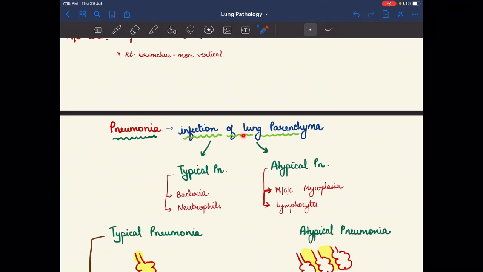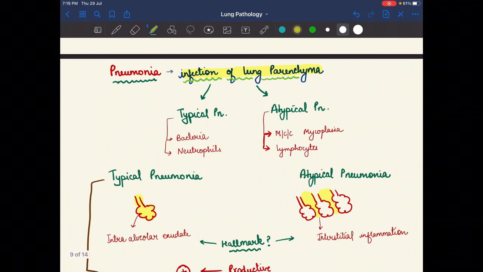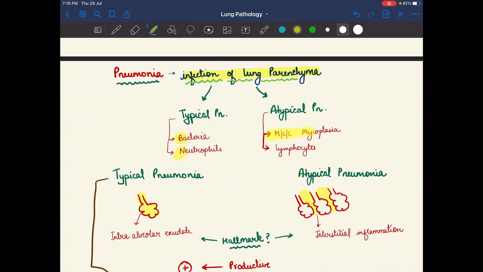Next one is pneumonia. Pneumonia is an infection of lung parenchyma. So if someone asks you the definition of pneumonia, it is an infection of lung parenchyma. Pneumonia is of two types: typical pneumonia and atypical pneumonia. In typical pneumonia we have bacteria and neutrophils, while in atypical pneumonia the most common cause is mycoplasma and lymphocytes.